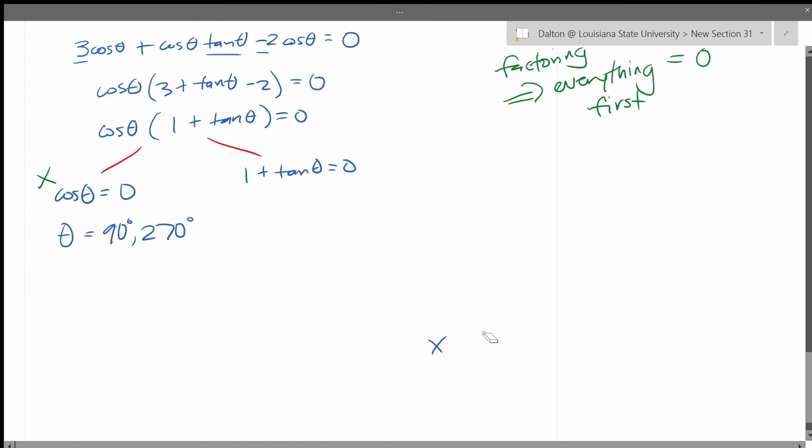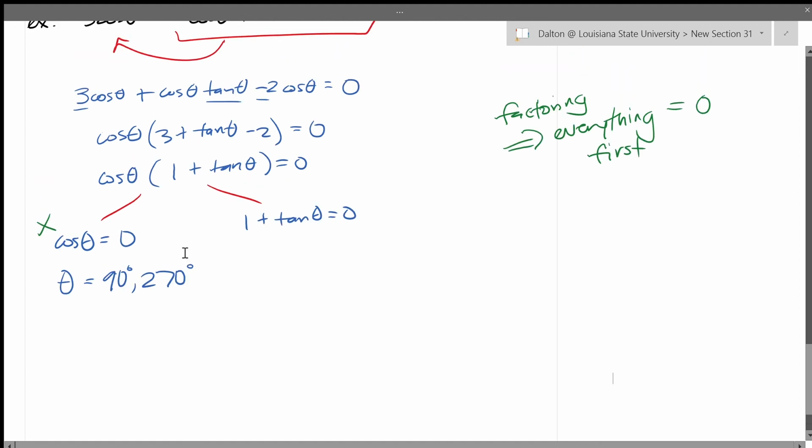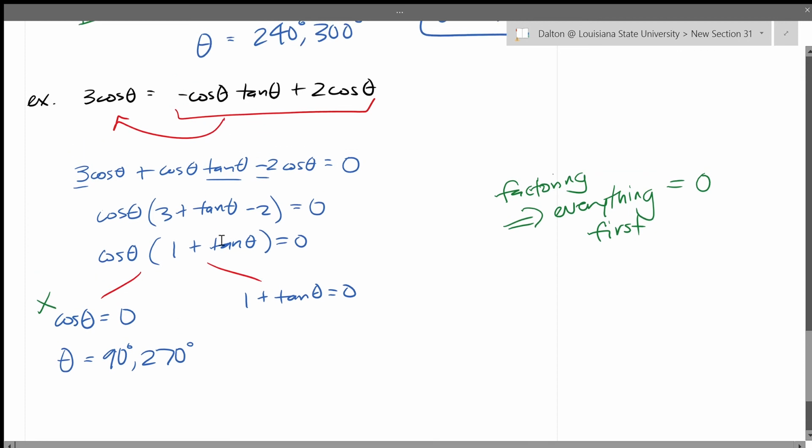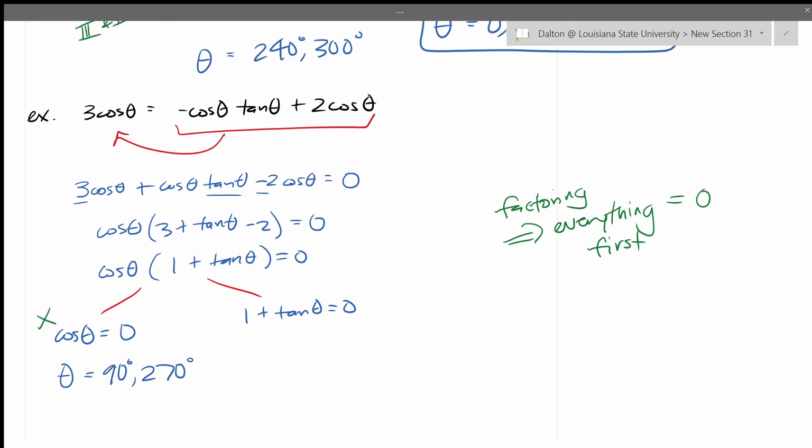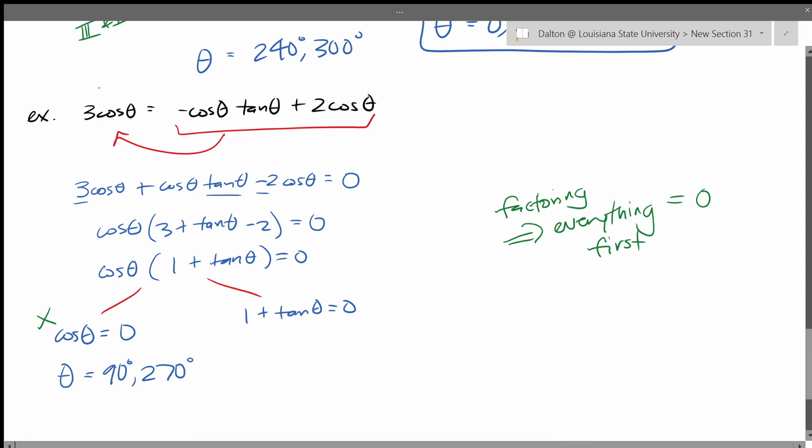Well, not up until now. This is the first example like this. Even though theta could be 90 degrees and 270 degrees, where the cosine of theta is 0, if you go back to your original equation, that would get you 3 times 0 equals, this will just be negative 0. I don't know what the tangent of theta is yet, so I'm going to leave that blank for now, plus 2 times 0. So no division by 0 going on at first, but the issue is this tangent of theta.